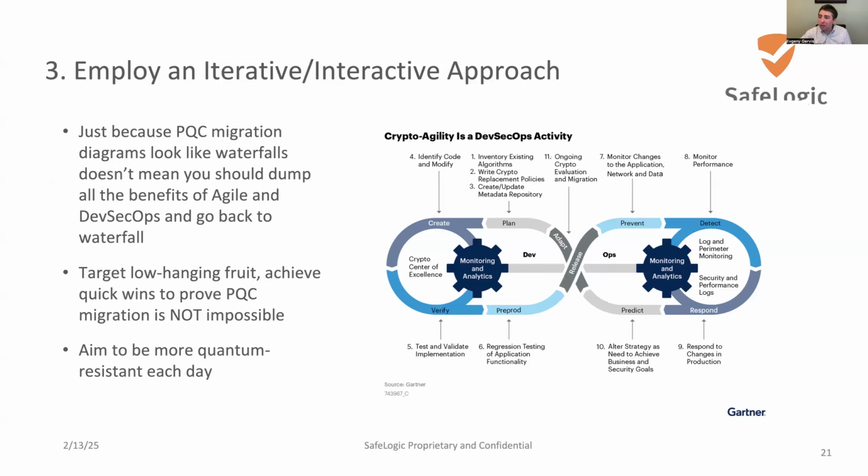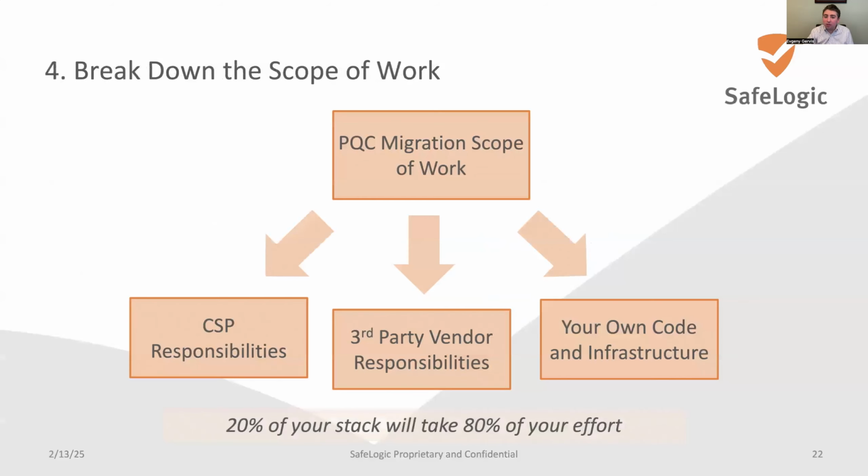There's kind of no reason not to think about this in the same terms. The other thing that I want to encourage you to do is to really break down the scope of work, right? So think about PQC migration, and broadly, I can think of three buckets of work, right?